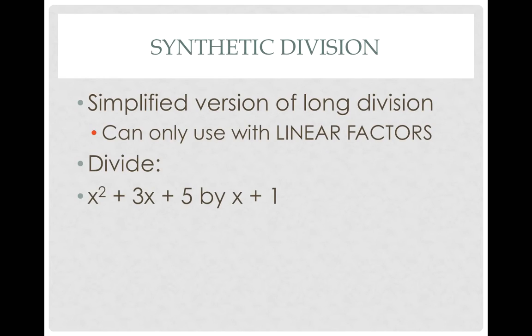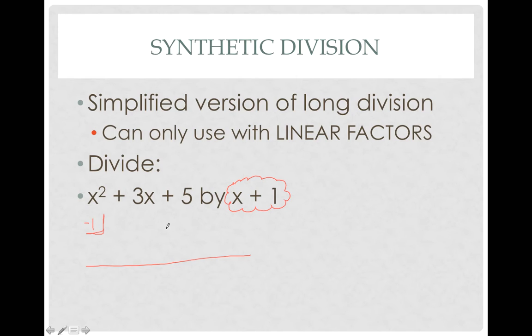So let's divide x squared plus 3x plus 5 by x plus 1. Notice that that is a linear factor. So we can use this idea of synthetic division. So here's what you need. This is what synthetic division looks like. It looks like a little box right here and a line straight across. The little box is the 0 for x plus 1. So whatever makes this thing 0. So in this case, it's going to be -1.